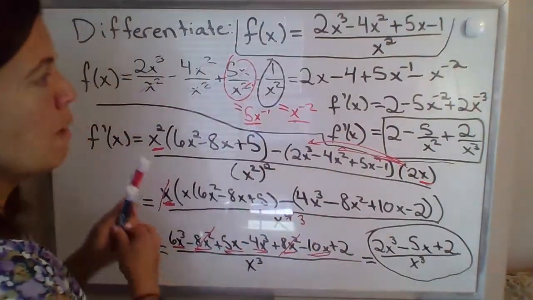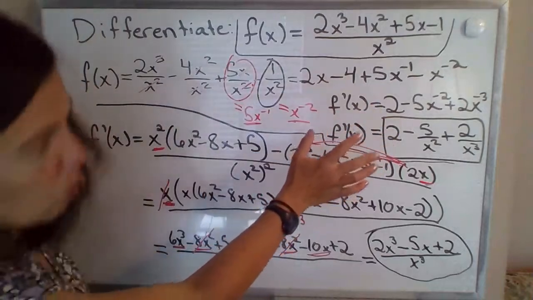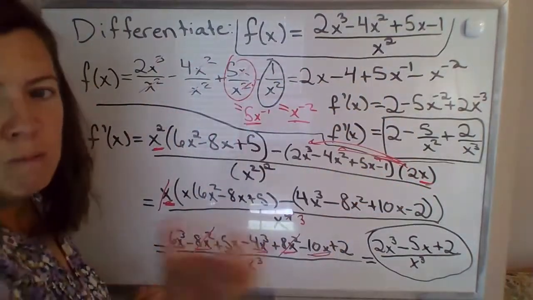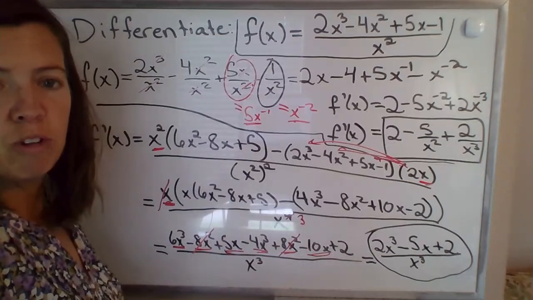But taking a step back, yeah, that happened a lot quicker just by rewriting and using the power rule. So just keep that sort of stuff in mind. We want to take the most efficient approach.